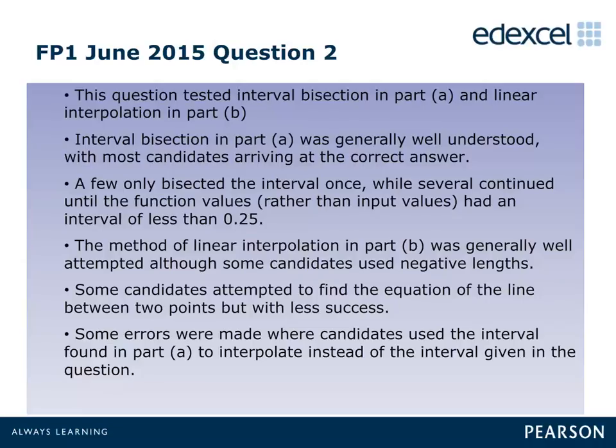The method of linear interpolation in Part B was generally well attempted, although some candidates used negative lengths. Some candidates attempted to find the equation of the line between 2 points, but with less success. Some errors were made where candidates used the interval found in Part A to interpolate, instead of the interval given in the question.